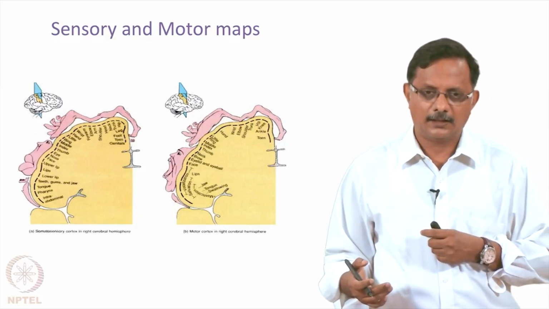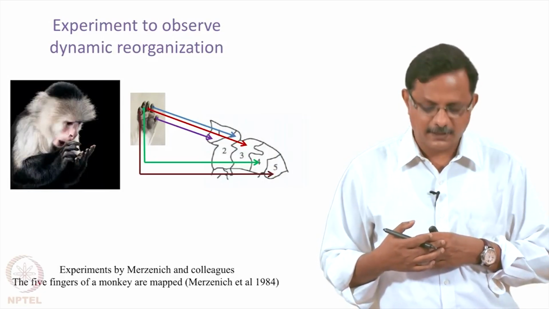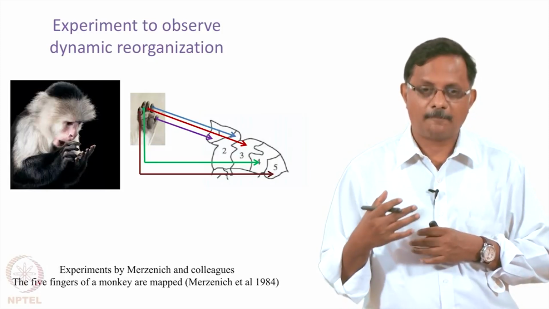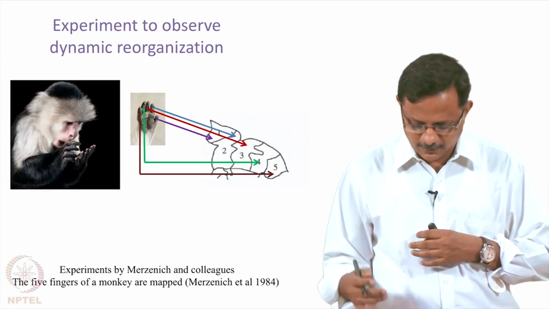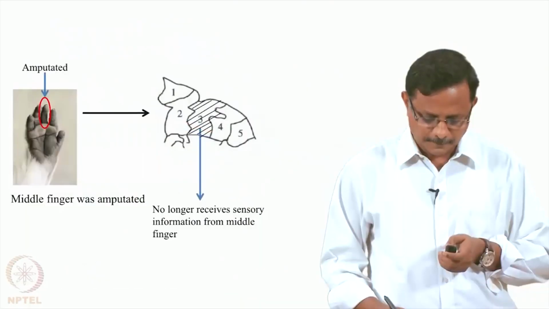These kinds of maps have also been explored in monkeys. In this experiment by Merzenich and colleagues, they took a monkey and mapped the fingers of the monkey, and you see in this schematic the maps of different fingers. One is its index finger, two corresponds to its middle finger, and so on and so forth. This is the part of the somatosensory cortex of the monkey which responds to the corresponding finger of the monkey's hand.